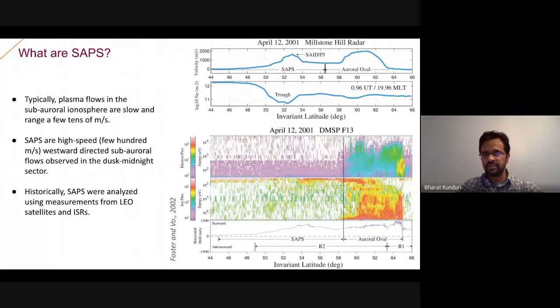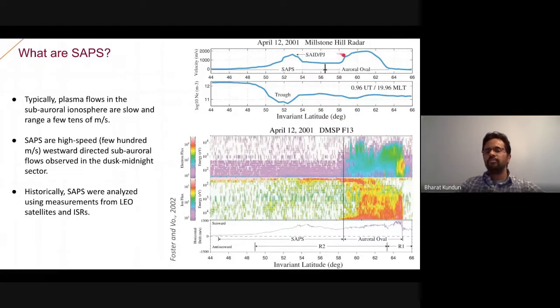An introduction to SAPs is never complete without this standard picture from the Foster and Vo 2002 paper. This picture presents SAPs measurements from two different instruments. The top instrument is the Millstone Hill incoherent scatter radar. You can see a longitudinal profile cut of plasma convection and electron densities. SAPs are located below the auroral oval region. The peak velocity is about 1.5 kilometers per second, and the broader velocity ranges a few hundred meters per second.